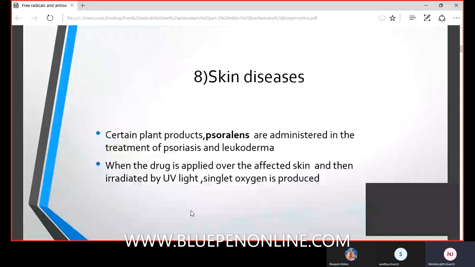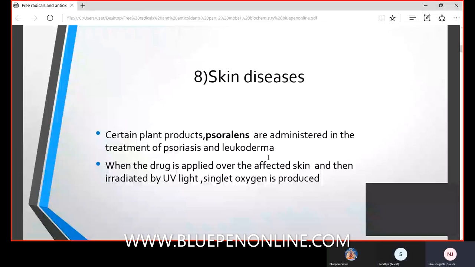When the drug is applied over the affected skin and then irradiated by UV light, that produces singlet oxygen. What is singlet oxygen? Singlet oxygen is a free radical. So we apply medicine for disease, but that application of medicine produces free radicals. That's the point.